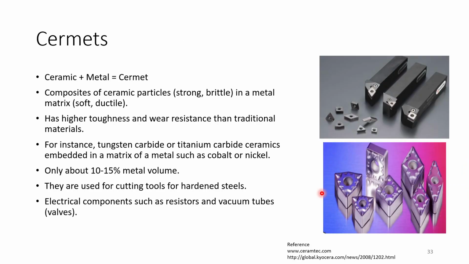Next are cermets. So cermet is made from the names ceramic and metal, the initial parts cer and met. In this case, your matrix will be ceramic and the other phase will be metal. So in this case you have a binding phase which is metal. It can be made of nickel or cobalt.